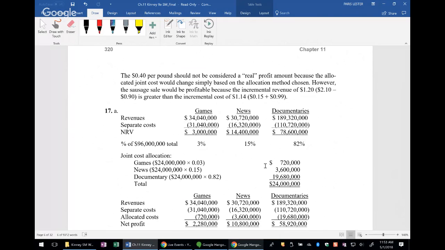Now we take revenue from the games, and we take separate costs from the games, and then we take the 720 from the games, and we get net profit, 2,280,000. They do more off of documentaries than they do anything else, than news, than games.